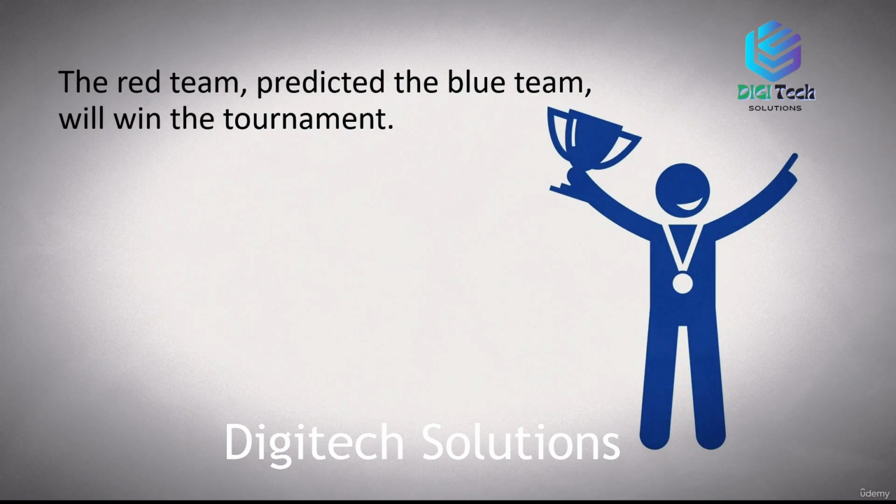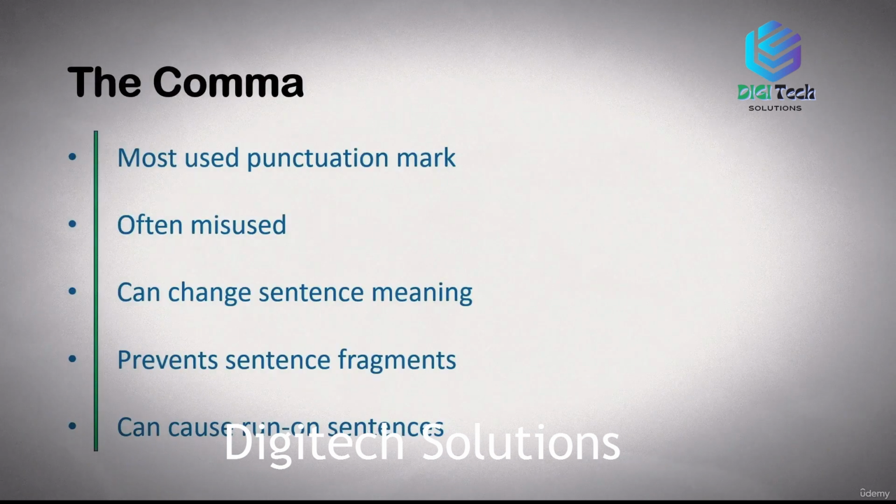The red team predicted the blue team will win the tournament. Your correct answer should have been, it depends. You can't know until you know the writer's intent. The sentence without the commas predicts the blue team will win. Let's add commas. The red team, comma, predicted, comma, the blue team will win the tournament. Now the red team is predicted to win. Complete opposite meaning. Not using a comma correctly can also result in sentence fragments and then run-on sentences.